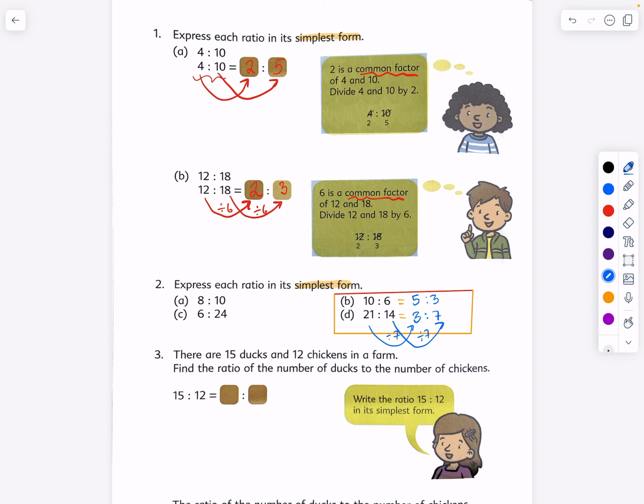There are 15 dogs and 12 chickens. I'm on the next problem. 15 dogs, D for dogs, CH for chickens on the farm. Find the ratio of the number of dogs to chickens. Well, 15 to 12, that's definitely what we have.